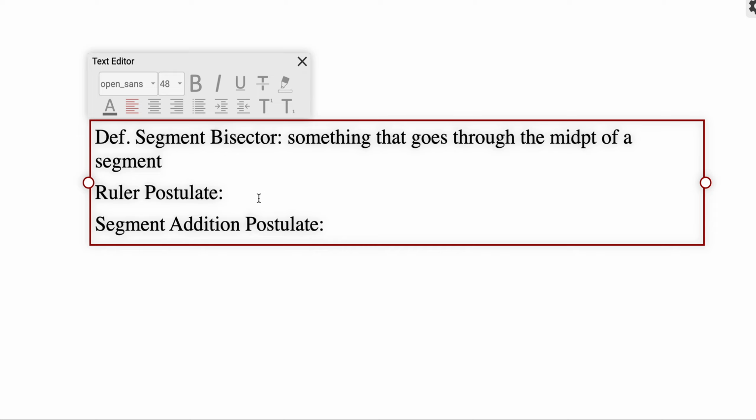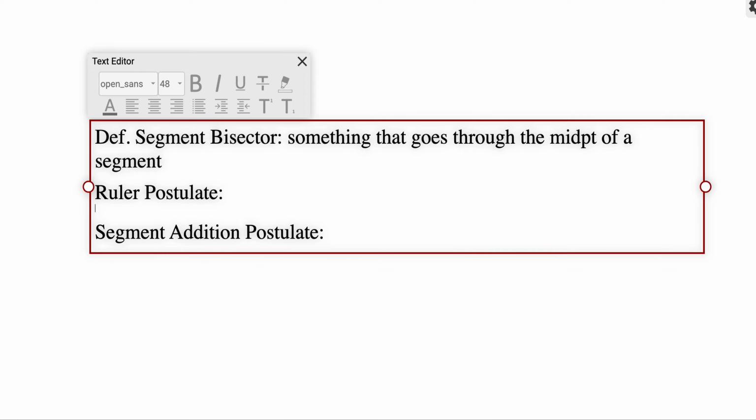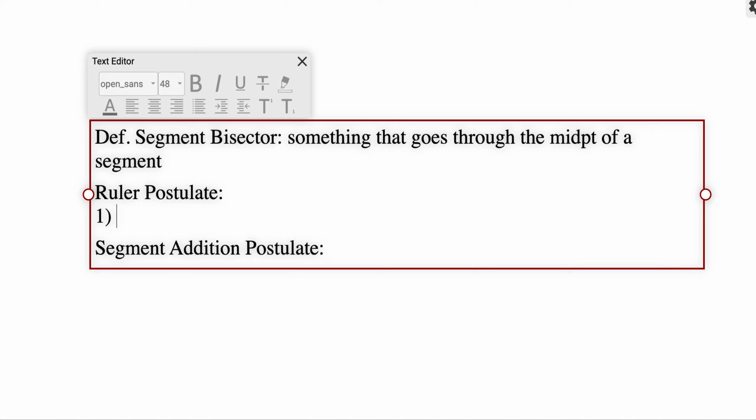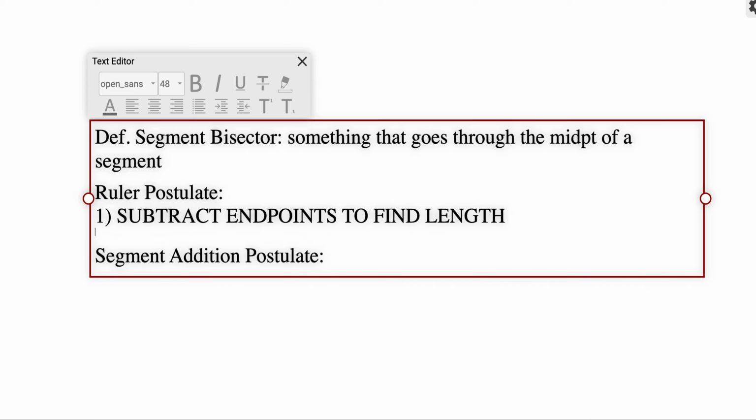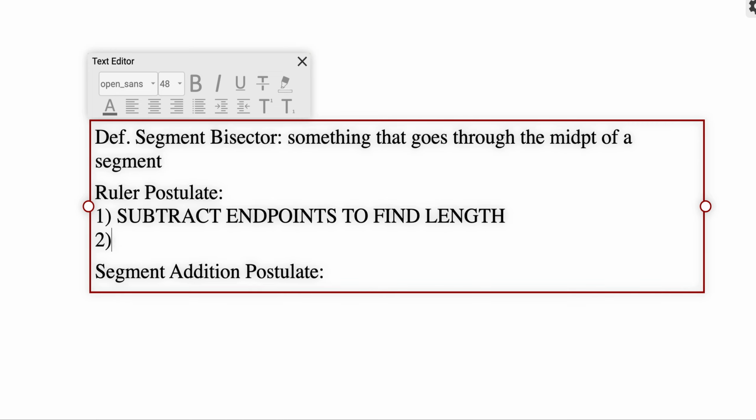Ruler postulate. There are 2 different parts to this ruler postulate. The first thing: subtract endpoints to find length. Number 2, probably pretty important: any point can be assigned as 0. So you need to know how to find a length, and that's your ruler postulate. Any point can be assigned 0.